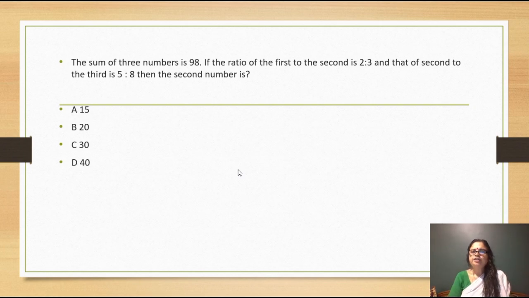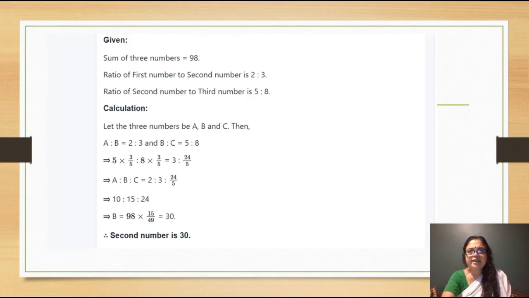Next one, the sum of 3 numbers is 98. If the ratio of the first to the second number is 2:3 and that of the second to the third is 5:8, then the second number is, you are given 5 options. You can see the sum of 3 numbers is 98. The first to the second number is given in ratio 2:3, and the second to the third number is 5:8.